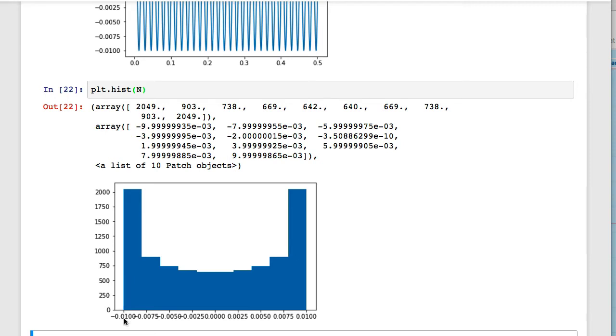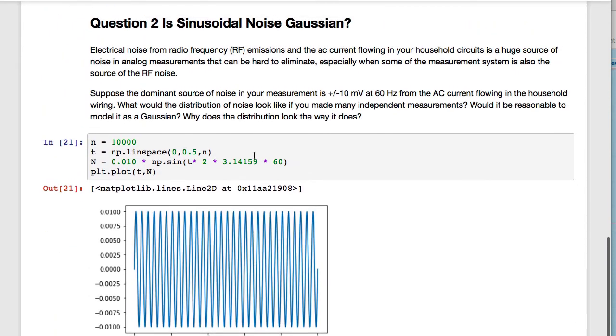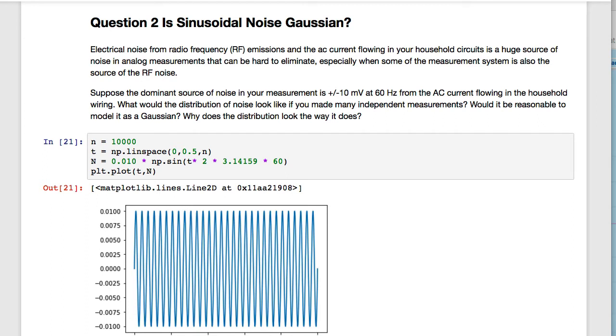It's going from minus 10 millivolts up to 10 millivolts. And it seems to be low in the middle and high at the outsides. That's definitely not Gaussian. So I'm not sure we even need to plot a Gaussian distribution on this one to say it's not Gaussian. Now I'm going to look for you to actually answer the rest of the questions that were up here. Would it be reasonable to model it as Gaussian? I think we know the answer there.